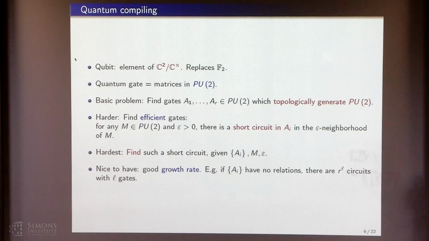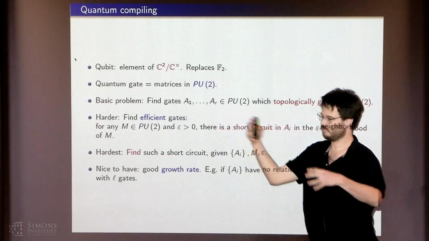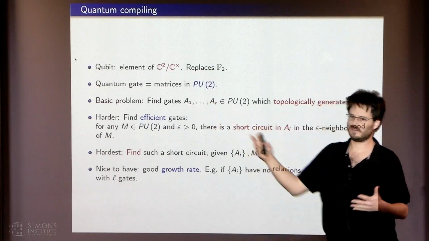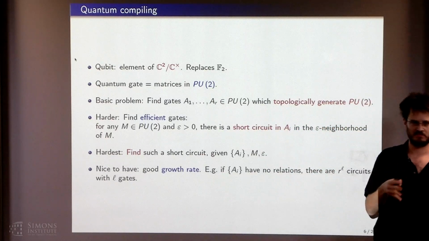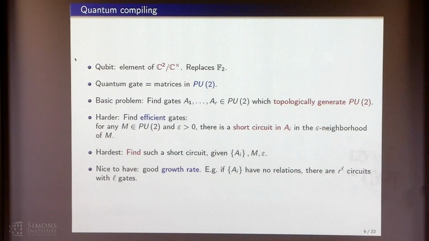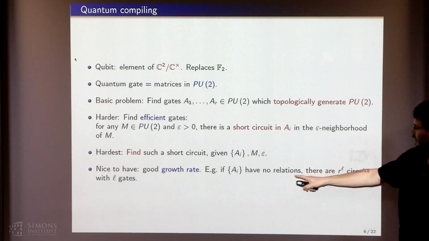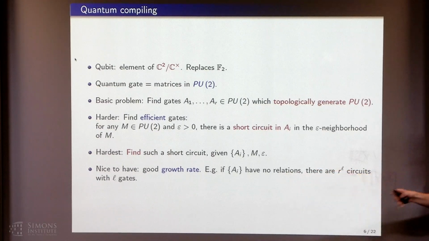And another thing which is nice to have is a good growth rate. So if I have a lot of algebraic relations between my gates, I'm losing something. If one of them cancels another one, then I get fewer circuits, fewer words than I would like to. So the nicest thing would be if these gates had no relations, and then I would really have R to the L different circuits of length L, words.